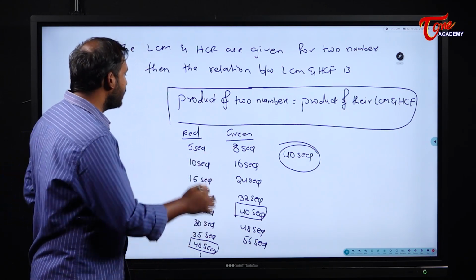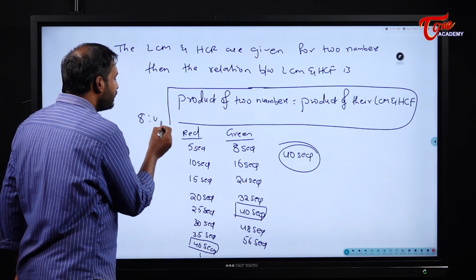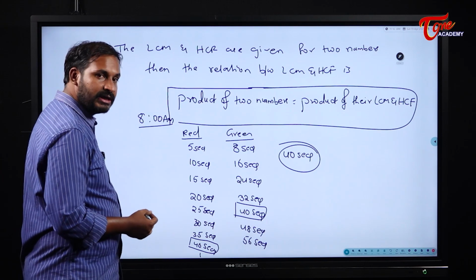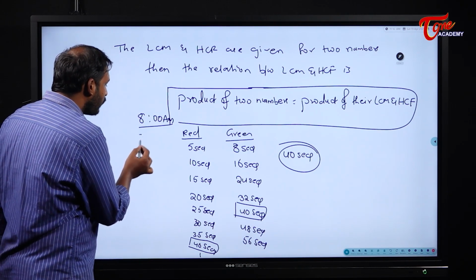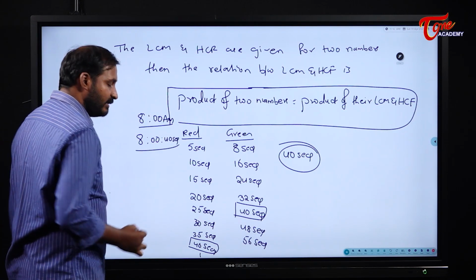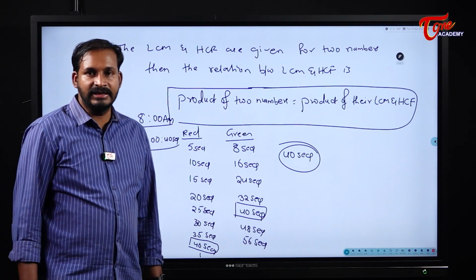You can say that, for example, at 8 a.m. I turned them on. So immediately, at what time will they blink together? Immediately at 8 o'clock, 0 minutes, 40 seconds they will blink together.